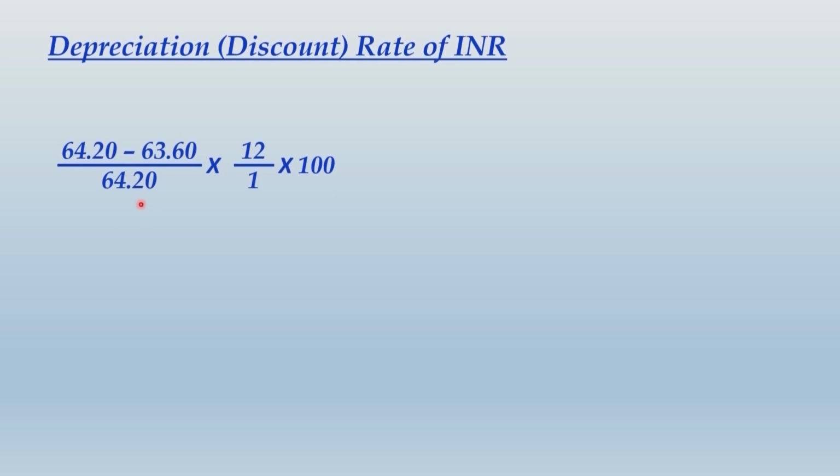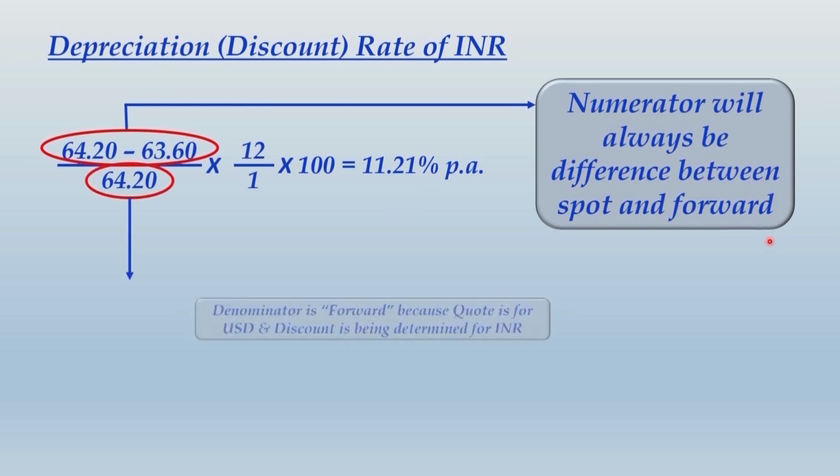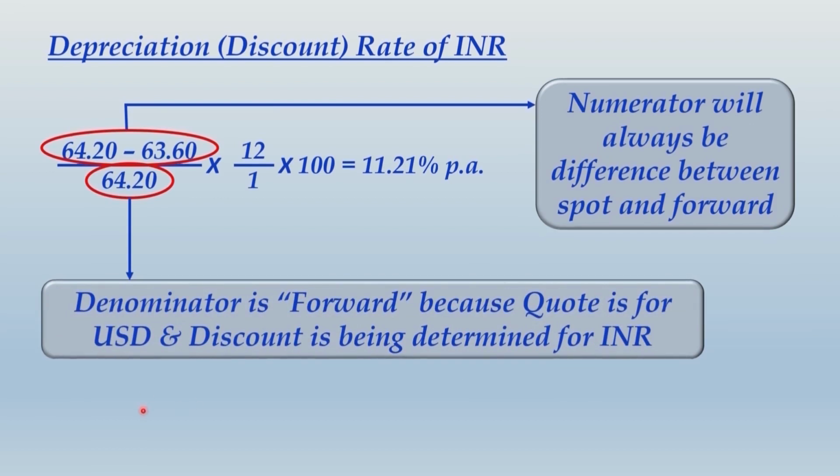And why did we take the forward rate in the denominator? The simple reason is we are determining the discount rate of INR, but the quote is given for USD. Because the quote is given for a different currency and you are determining the discount for the opposite currency, the denominator will not be the spot rate, it will be the forward rate. What you get as the calculation is 11.21% per annum. I am putting that same explanation once again. The numerator will always be the difference between spot and forward, and the denominator this time is the forward rate, because the quote is for USD but the discount is being determined for INR.